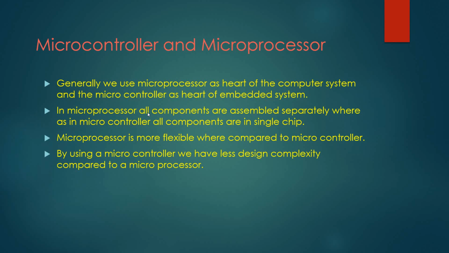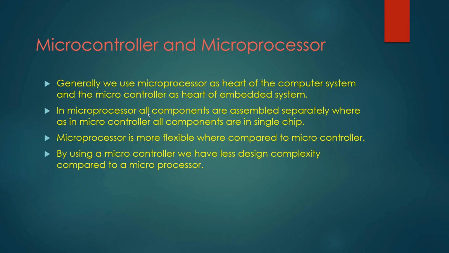In a microprocessor, all components are assembled separately. That means the components are not assembled on a single chip. These are separate, and we have to connect them to each other. But in microcontrollers, all the components are on a single chip. That means all are integrated on a single chip: timers, memory, and other peripherals.